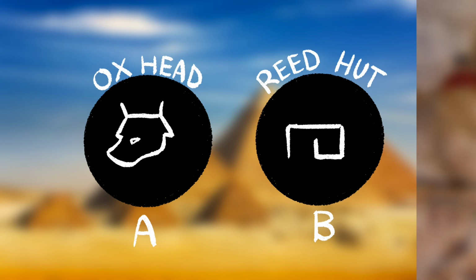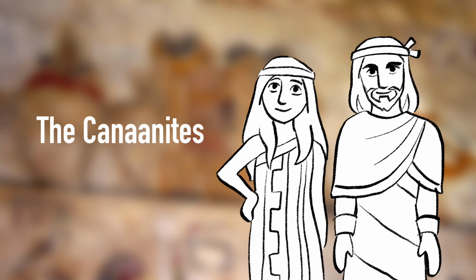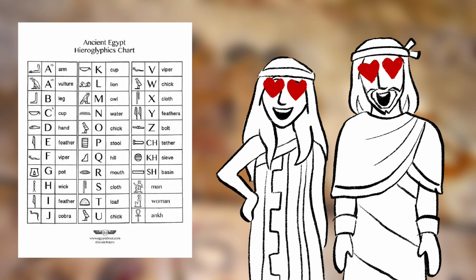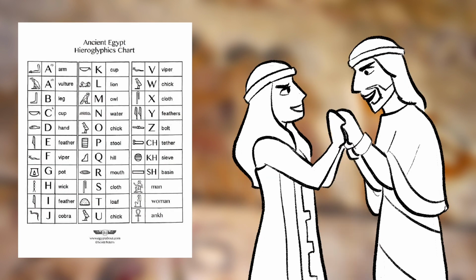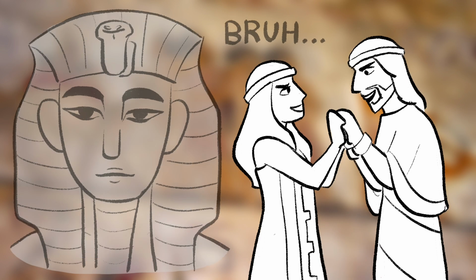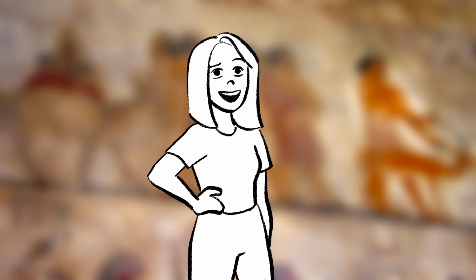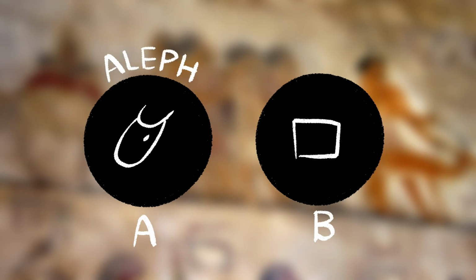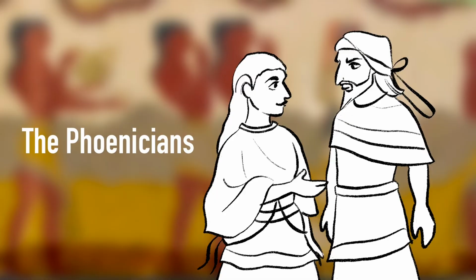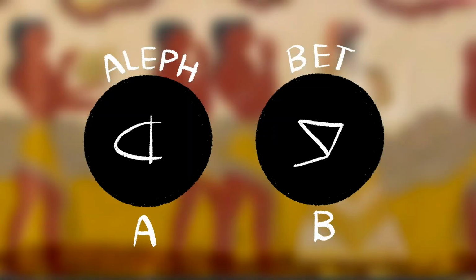for B. We turn to the Canaanites, or the early Semitic peoples who came from the Middle East, and they liked this form of written language so much that they co-opted Egyptian hieroglyphics to help construct their Semitic language. What they came up with for A and B are a simplified version of the ox head and reed hut, but now known as Aleph and Bet. The Phoenicians took these and tweaked them to what they saw fit. The names didn't change though.